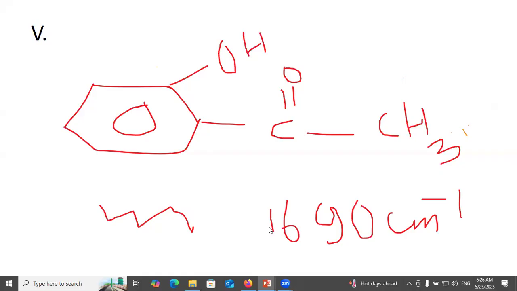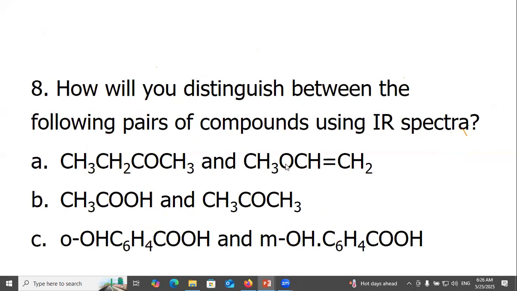And the structure B, 1690 per cm. How will you distinguish between the following pairs of compounds using IR spectra?